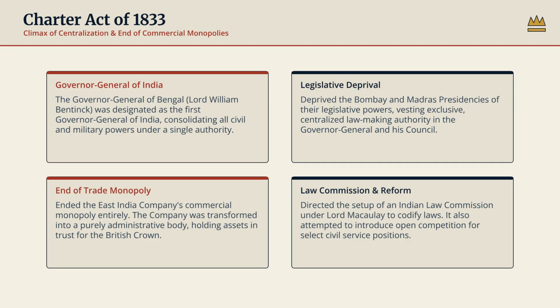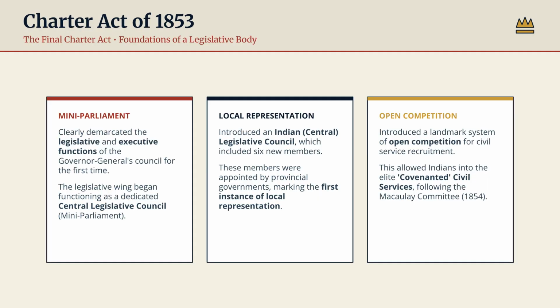Lord William Bentinck became the first Governor-General of India, and the act moved toward further centralization by depriving other presidencies of their legislative powers. The final Charter Act of 1853 made significant structural changes. It separated the executive and legislative functions of the Governor-General's Council, introduced the first instance of local representation, and began a system of open competition for civil service recruitment.